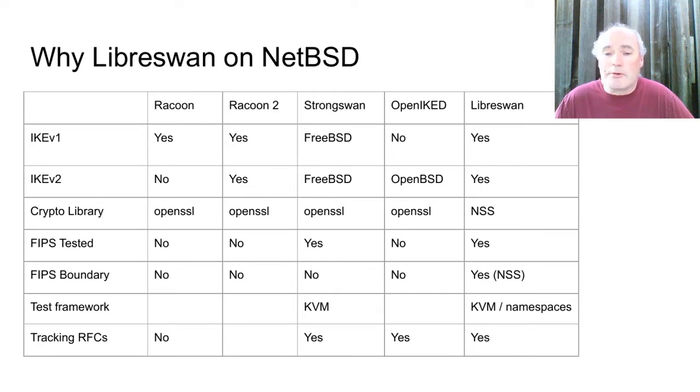Crypto library, Libreswan uses NSS. The others use OpenSSL. You want diversity. You want to cover things: if OpenSSL runs into trouble, you have Libreswan with NSS. NSS runs into trouble, OpenSSL. Cover yourself. Next one is FIPS tested.